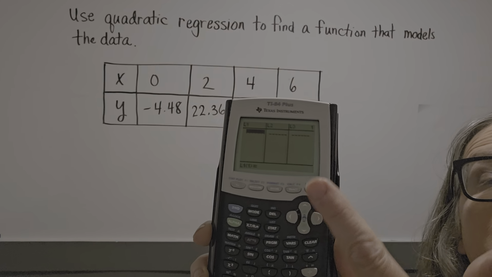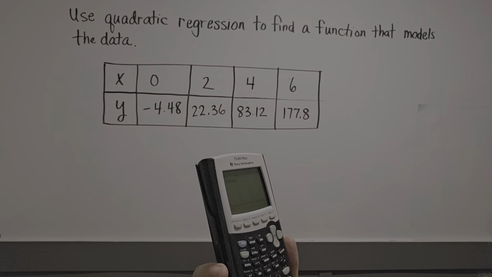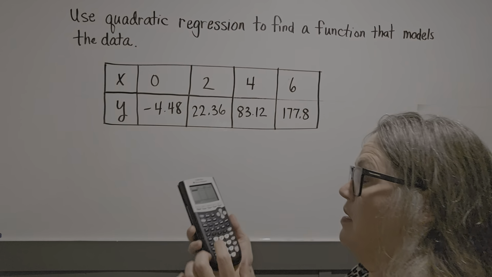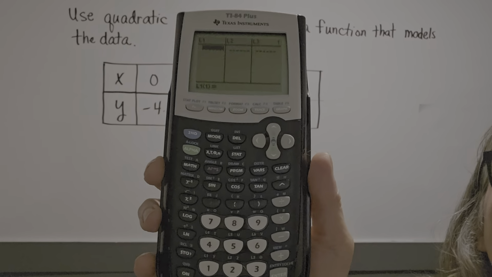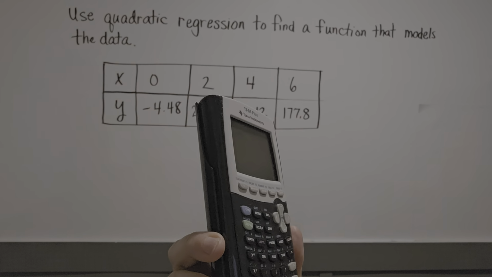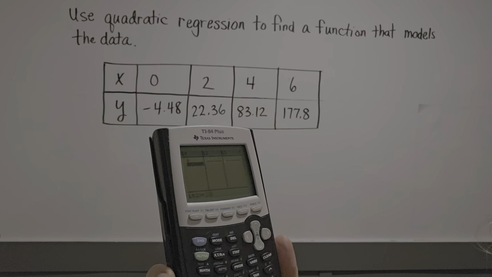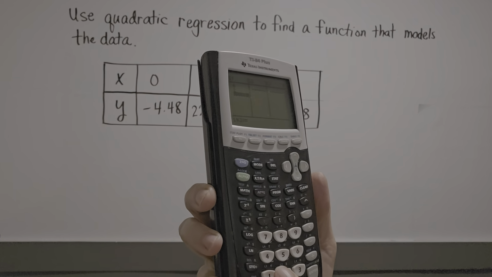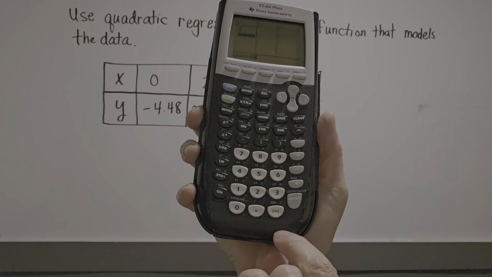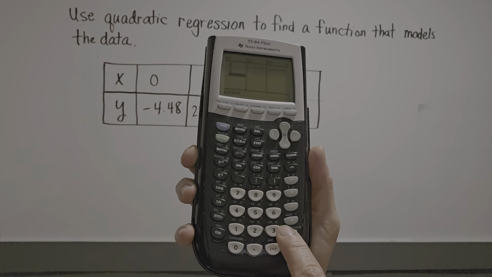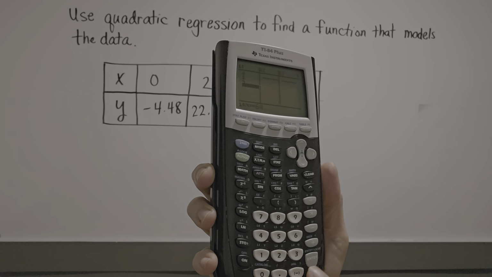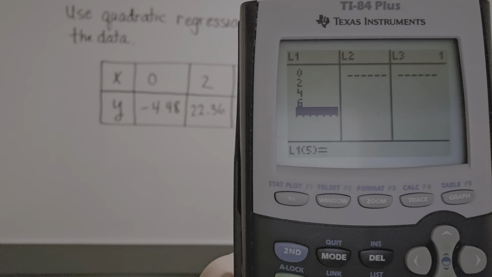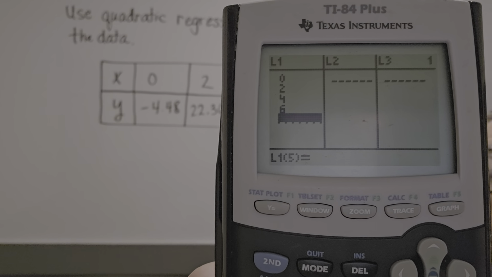And you can see you have your two lists. So in the first list, I'm going to enter 0, 2, 4, 6. So I have 0 and then enter, and then 2, enter, 4, enter, and then 6, enter. So you can see my data for the X values are entered in list 1.